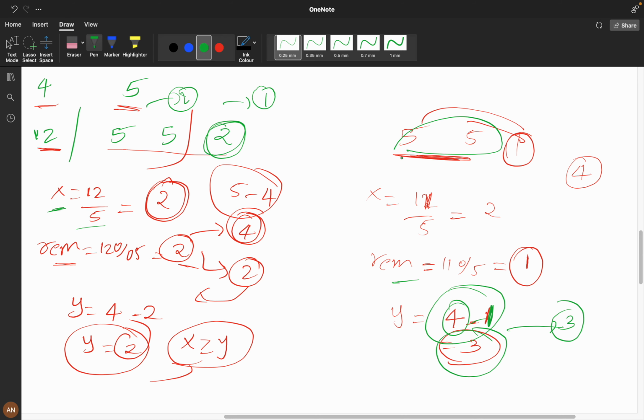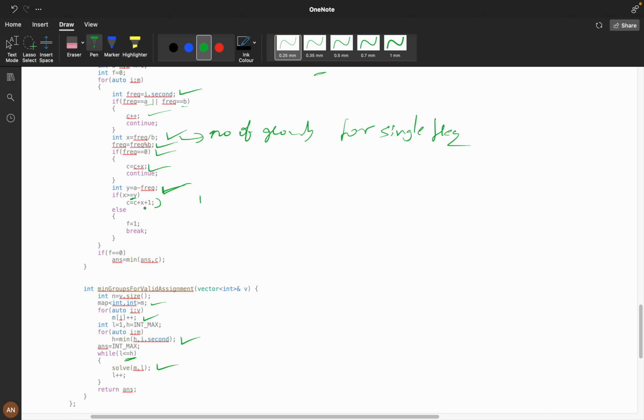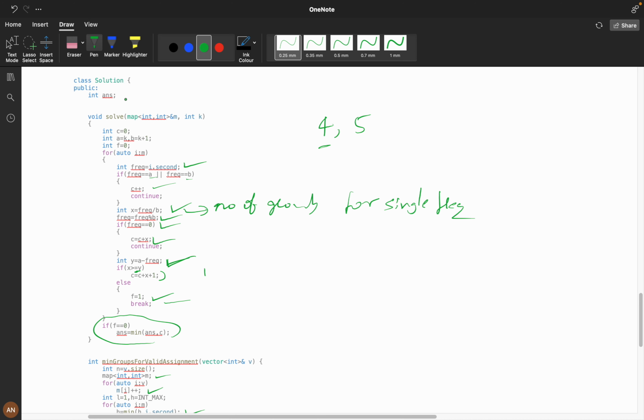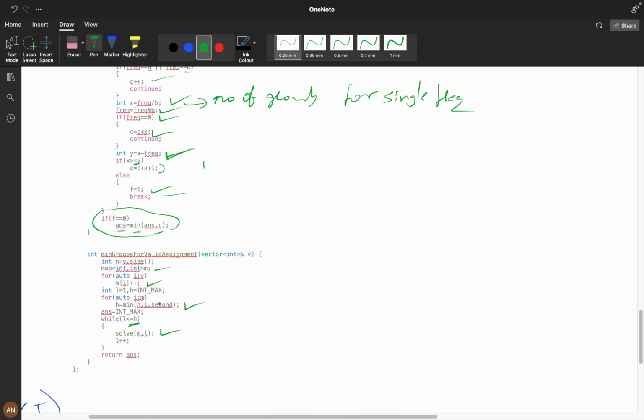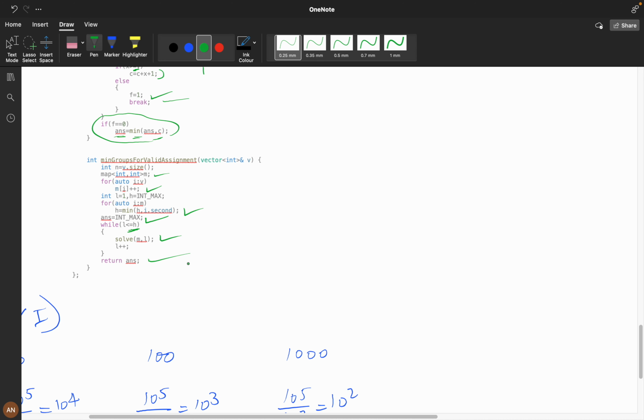But in this scenario we got 2 here, but this condition failed. So if it failed, we break and we do not keep it in our answer. Here we are incrementing our answer. Answer is equal to the minimum of answer comma C, and here answer equals int max, we will initialize with the maximum. So in this we will get the minimum and we are returning the answer.